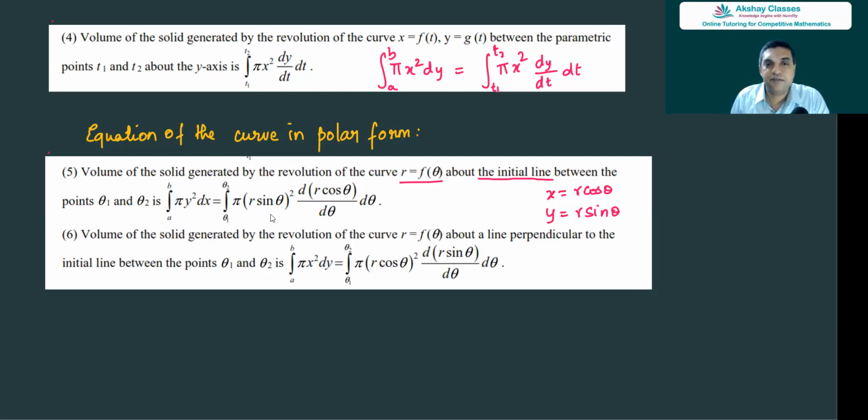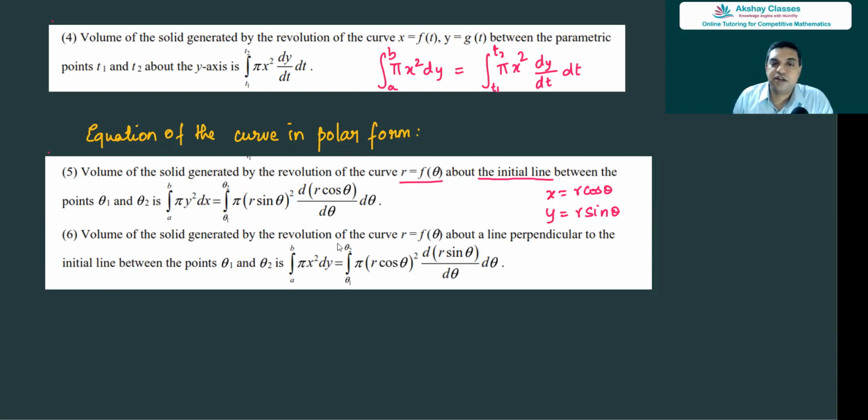So what do we do here? We replace: the integral will be integral a to b of pi y square dx. y will be replaced by r sin theta squared, and x will be replaced by r cos theta, so this is d of r cos theta. Now it depends on how we are integrating. If we are integrating with respect to theta, which mostly we do, we replace d of r cos theta by differentiating it with respect to theta, multiplied by d theta. So dx is dx by d theta times d theta.